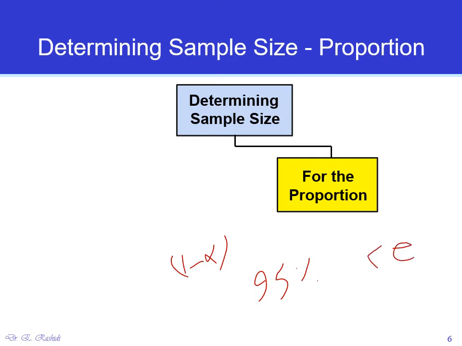E is a value, a number. So you have these two values: alpha and E. Based on this, and also knowing the margin of error, you can work backward to find and solve for n, the size of the sample. Let's see how this works.